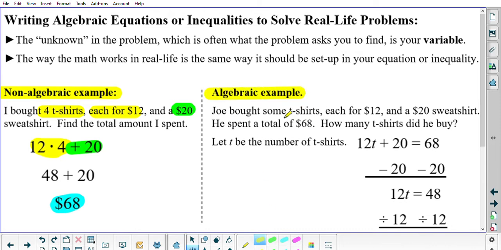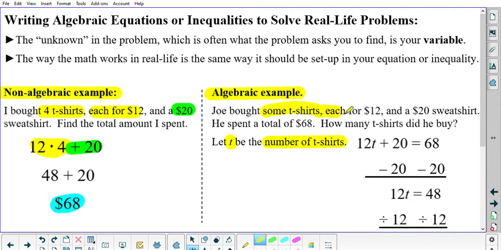Well, how does this apply to algebra? Well, take a look. Joe bought some t-shirts, each for $12, and a $20 sweatshirt. He spent a total of $68. How many t-shirts did he buy? This is a really similar problem to the one on the left, but there's a big difference. It says he bought some t-shirts. It doesn't tell you how many. So we're going to let T represent the unknown number of t-shirts that Joe is buying.